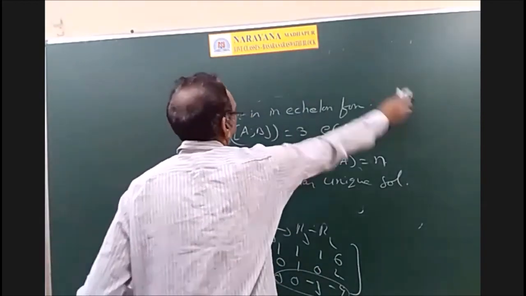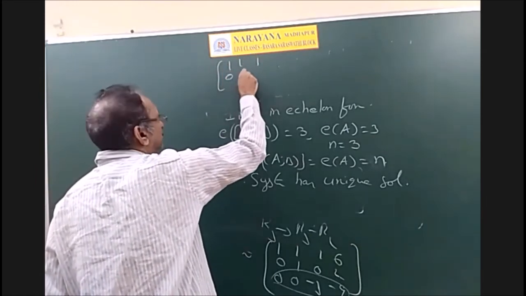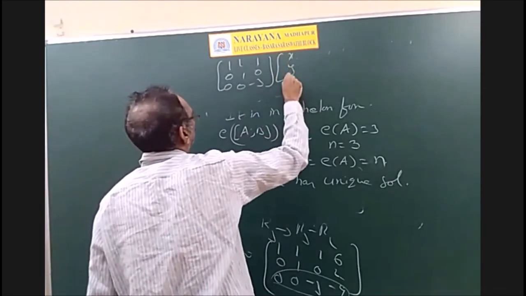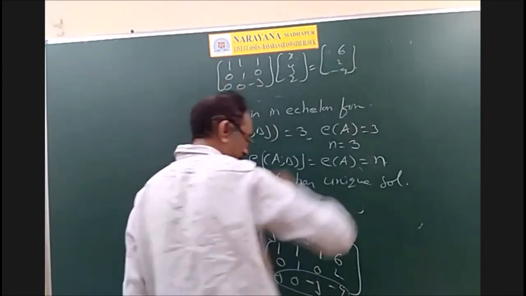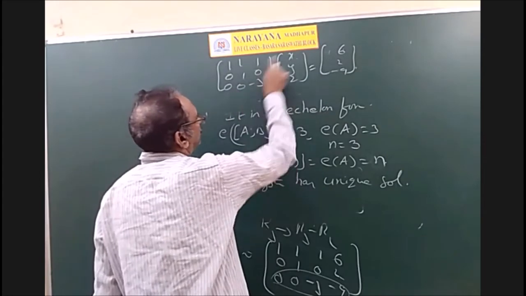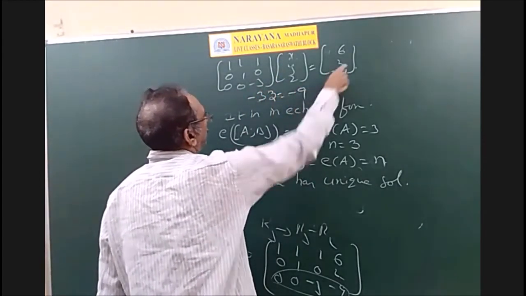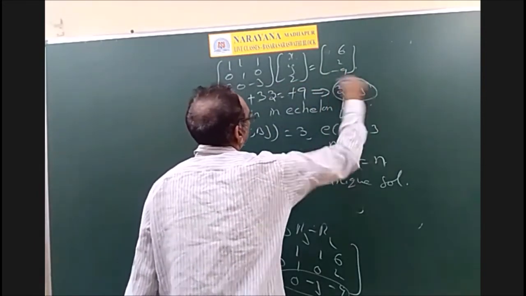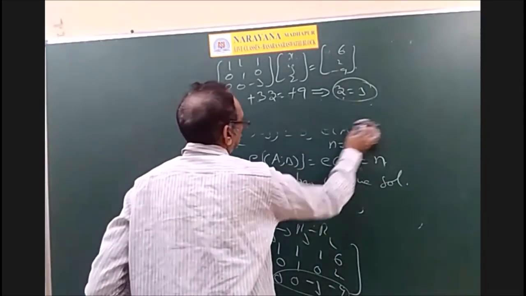So right here, this is actually the matrix 1, 1, 1, 0, 1, 0, 0, 0, minus 3, into x, y, z, and that equals 6, 2, minus 9. Now if you expand, what happens? See this last row: 0 plus 0 minus 3z is equal to minus 9. The minus will be cancelled and z is equal to 3. You got z. After that, you will expand the second row.